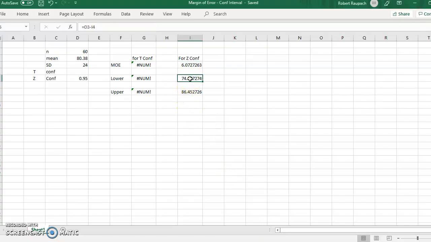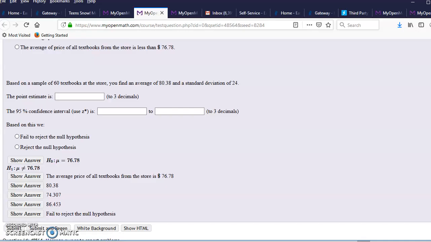So then I took the sample mean. Don't look at the $76, the population mean, what they're claiming, yet. We're going to create the confidence interval and then see if that $76.78 falls within it or not. So if we subtract the margin of error from 80.38, we get that. And if we add the margin of error to 80.38, we get that. And there are our two answers. Okay. All right.